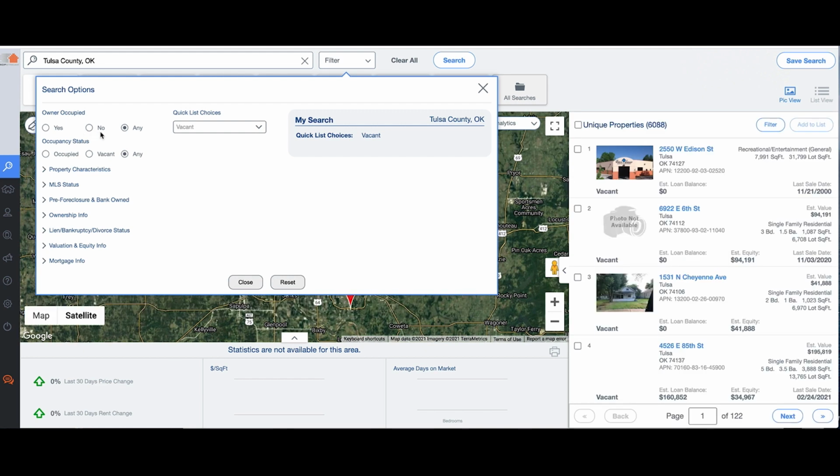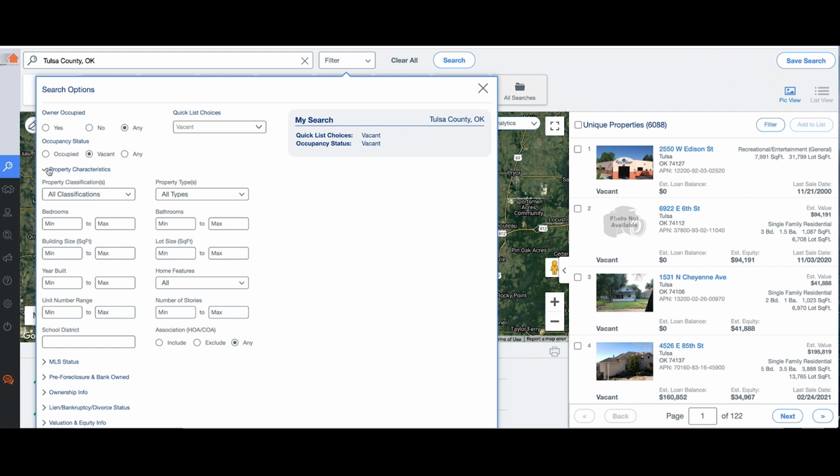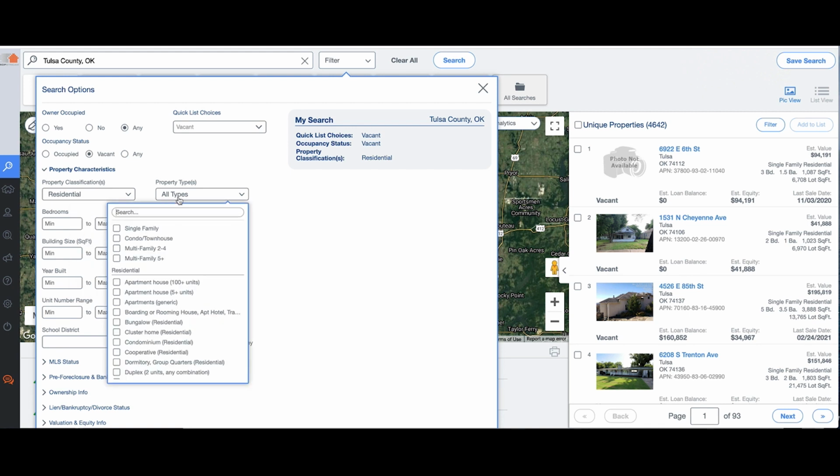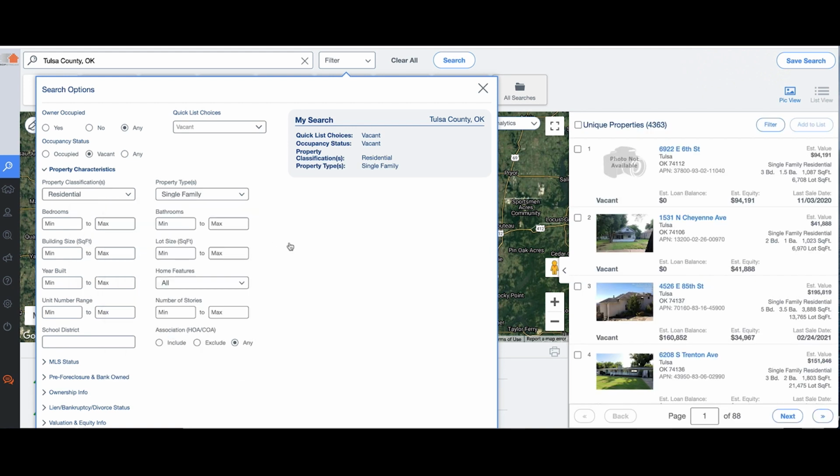In these areas, if this is occupant status, I'm going to click vacant just in case it didn't automatically do it, because I'm OCD like that. I am going to only do residential properties, and I really only care about single family in this area. I wouldn't say Tulsa is the greatest area for condos. I mean, we've done them though.